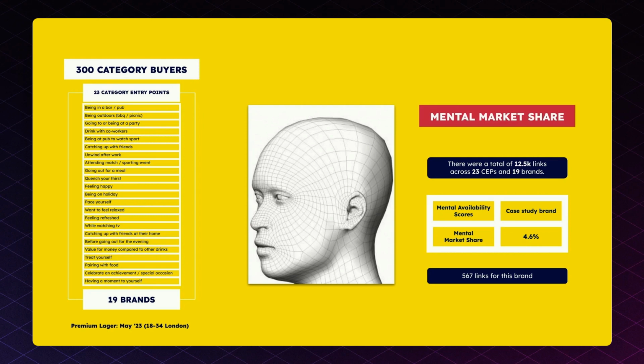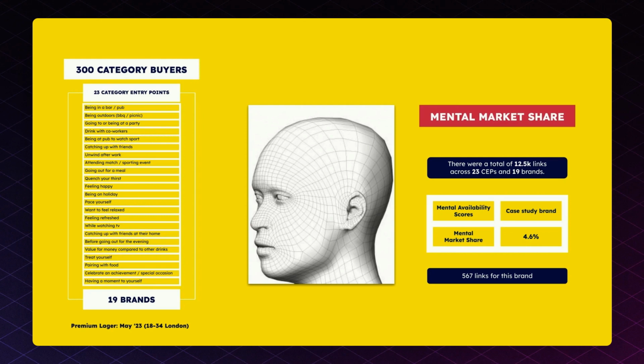So our quant research identified that there were 12,500 links made between the category entry points and the brands in the research. And for the brand that we've identified for this case study, there were 567 links made across those 23 category entry points, which means that their mental market share was 4.6%.